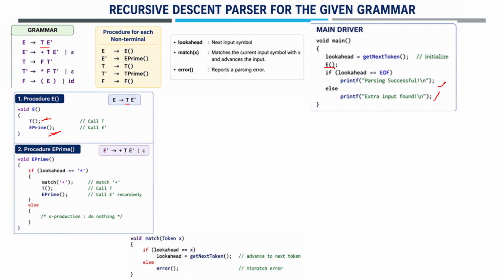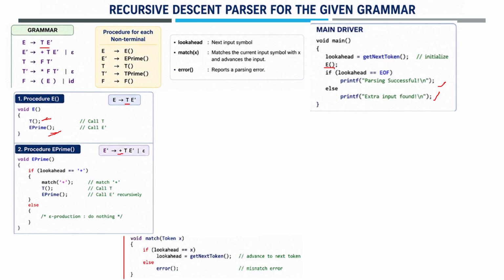My next production is E dash tends to plus T E dash or epsilon. What is my first symbol here? Plus. So if the lookahead equals plus, match with plus. Here is my procedure for match: match of token x. If the lookahead is equal to x, lookahead equals get next token, else error.